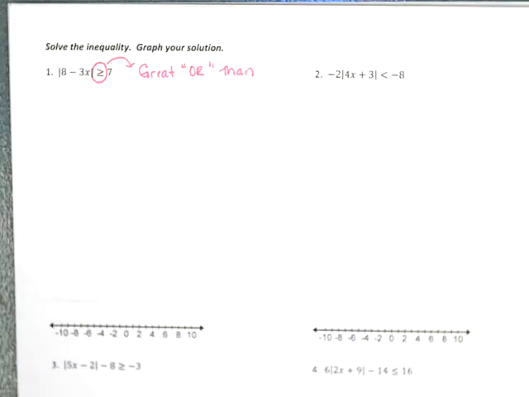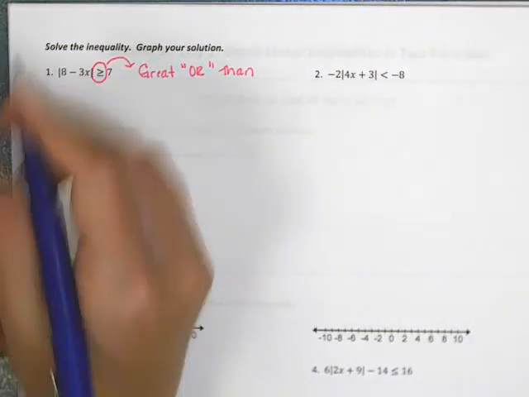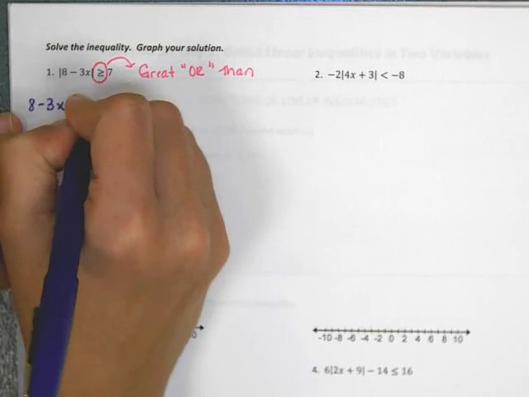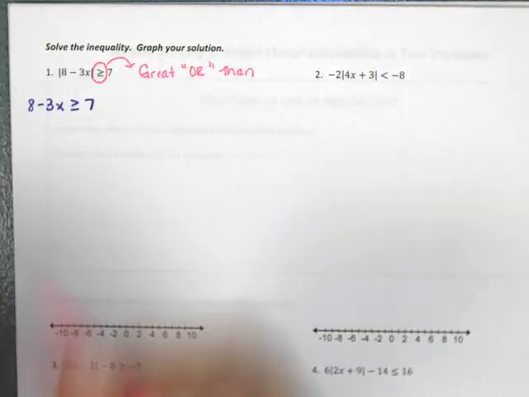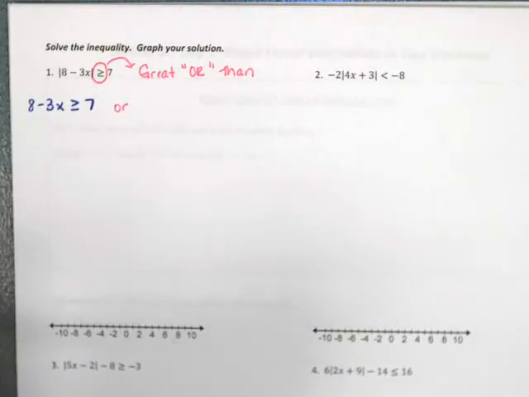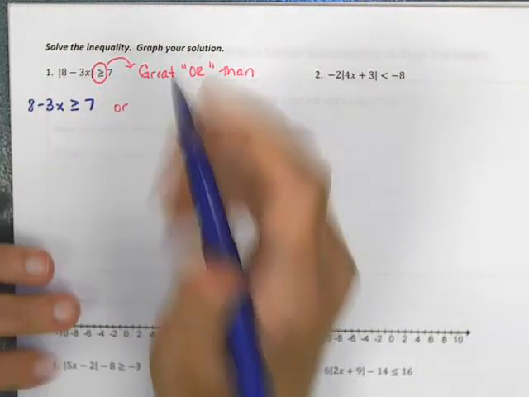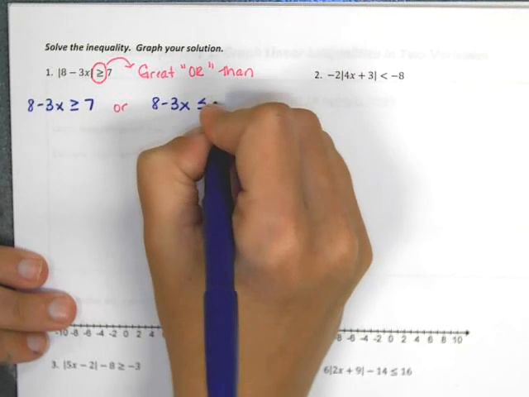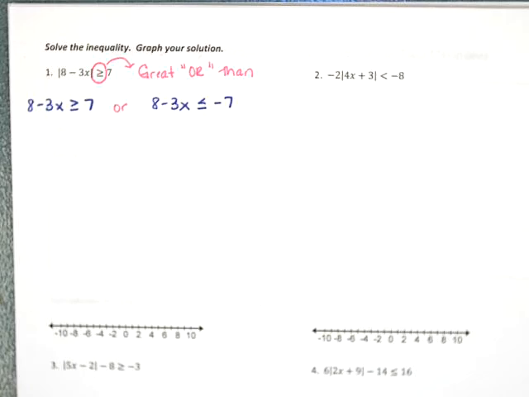So I know that I'm going to end up making two separate problems here. The first problem will be the same as the original. 8 minus 3x is greater than or equal to 7. Then I'm going to put the word or, and then the second problem will be 8 minus 3x. Now I'm going to flip the symbol and make this a negative 7.